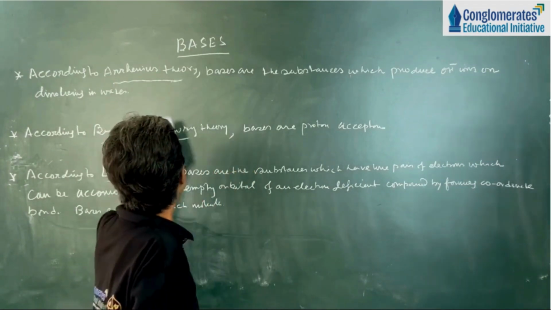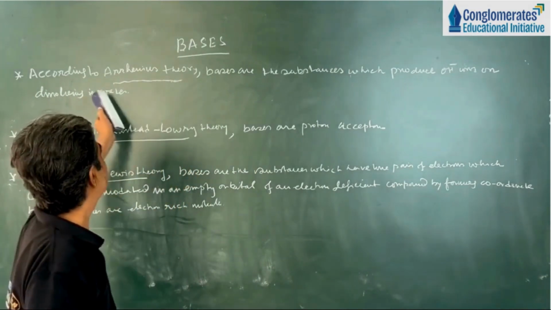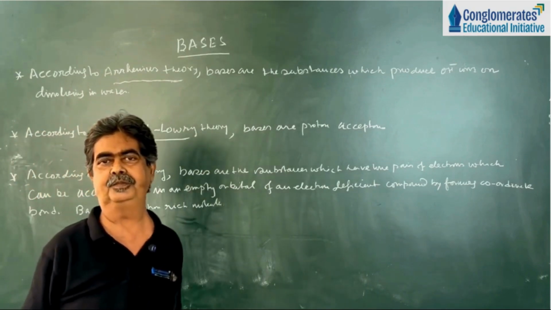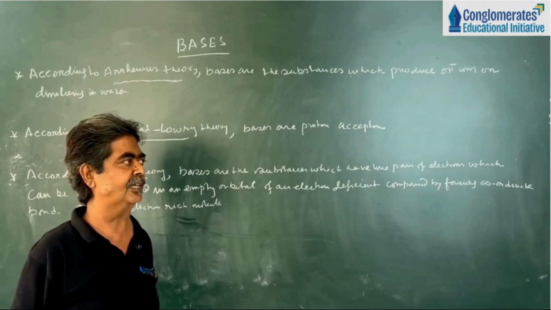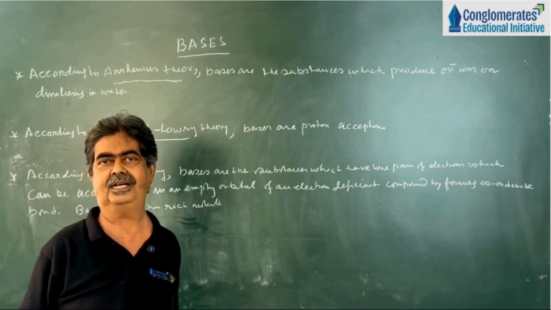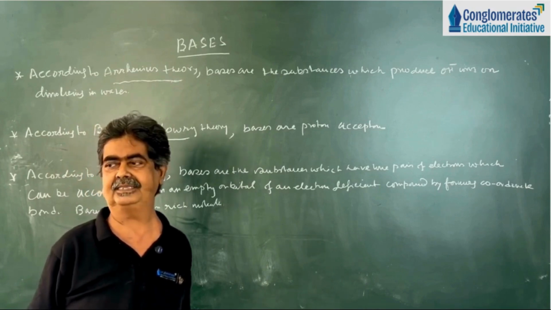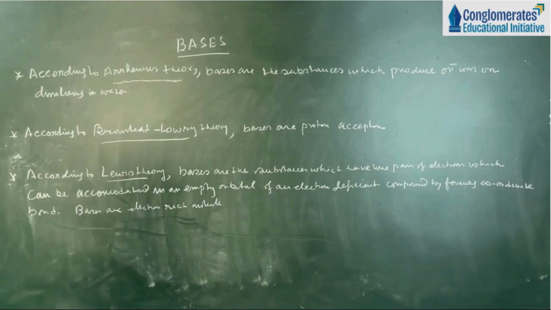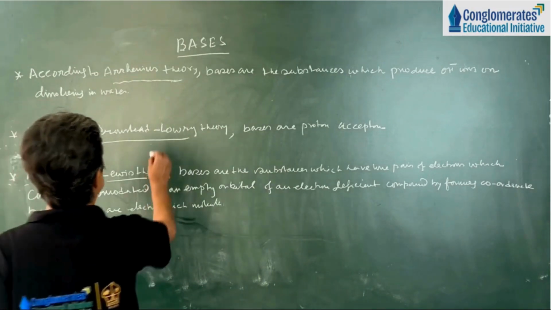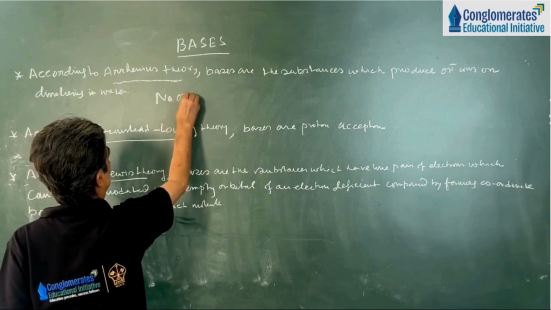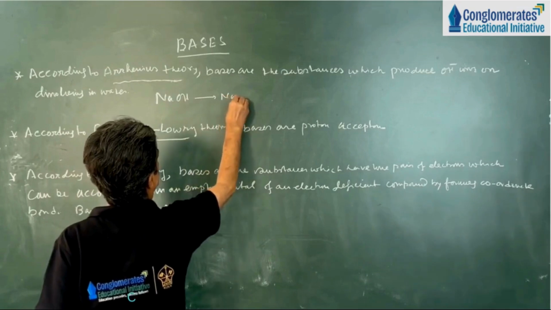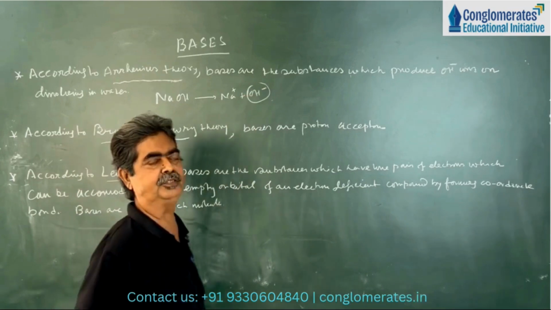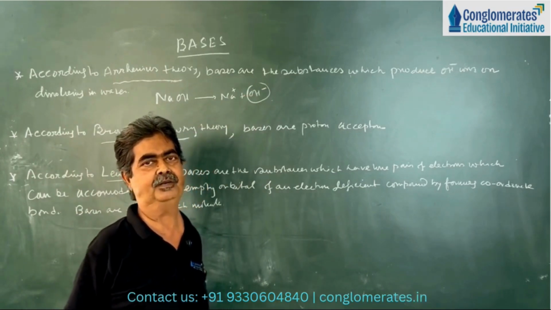Now, according to Arrhenius theory, bases are the substances which can produce hydroxyl ion or hydroxyl group when they dissolve in water. That means on dissolving in water, they produce hydroxyl ion. So they are bases, and this is according to Arrhenius theory. Let me give examples. Suppose NaOH, when NaOH dissolves in water, it forms Na+ and OH-. So this OH- ion contributes to the basicity or basic property of a base.